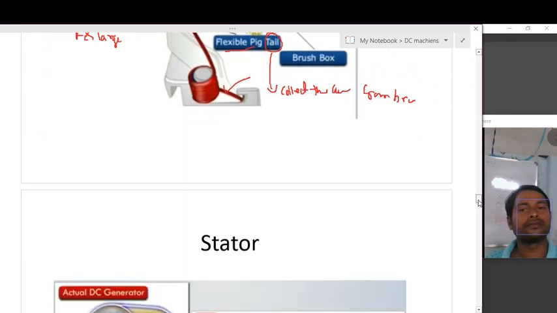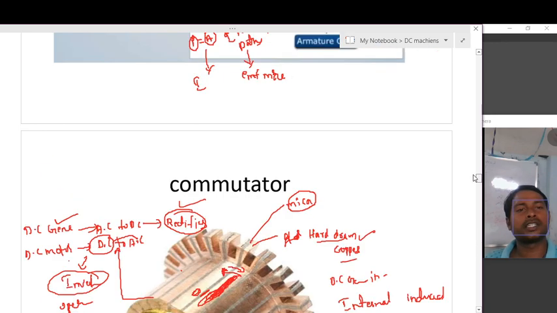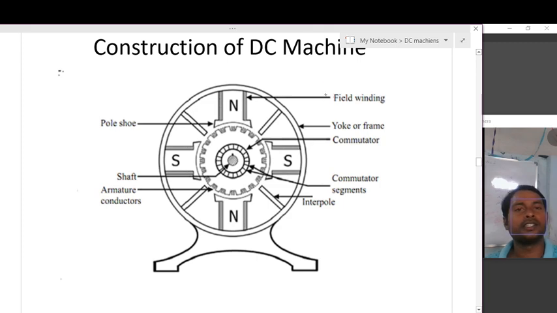So these are the main parts of the DC generator, the DC machine, and this is all about the construction of the DC machine. The working principle of the DC generator and the direction of induced EMF can be found using Fleming's right hand rule, and also the right hand palm rule. And I explained each function of the DC machine parts.